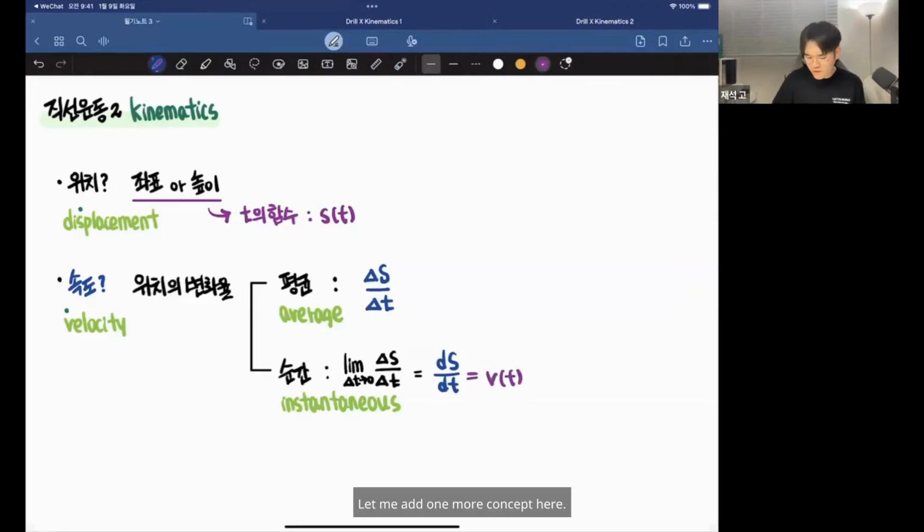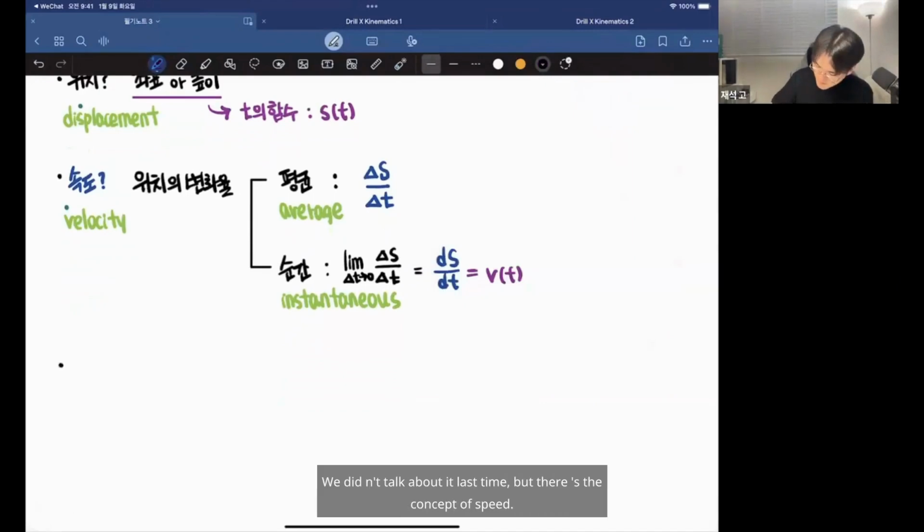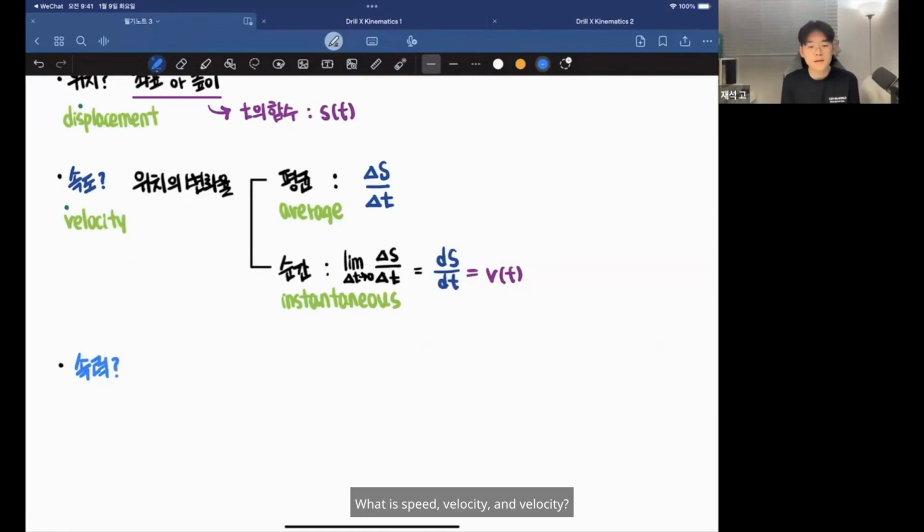Let me add one more concept here. There is a concept called speed. What's the difference between speed and velocity, guys? Do you know? We didn't talk about it last time, but there's the concept of speed.